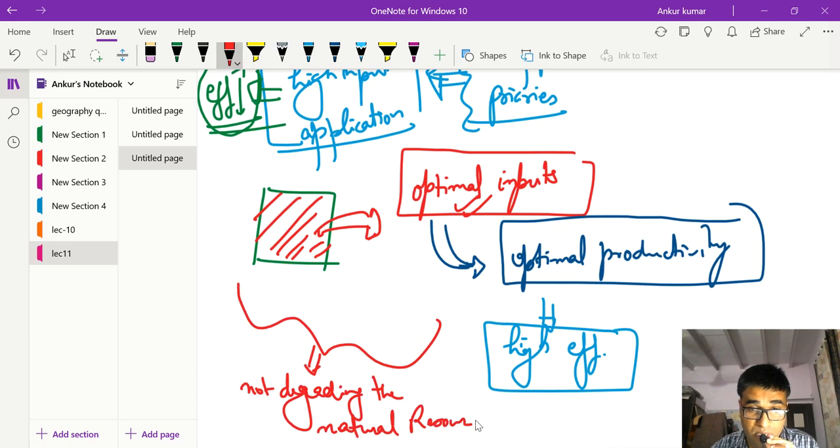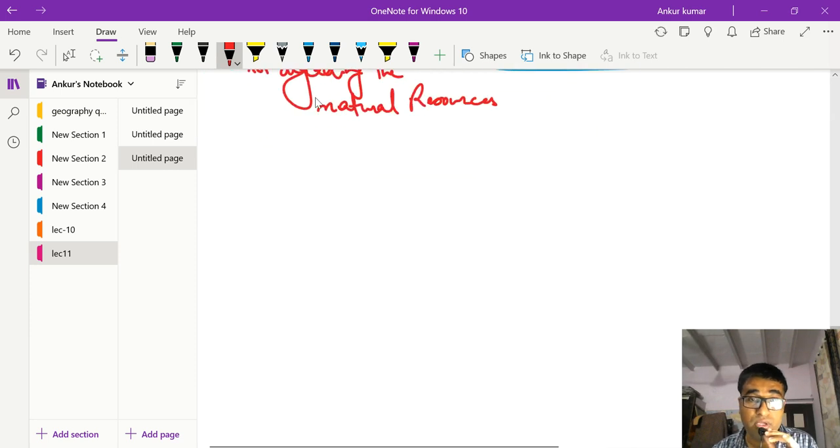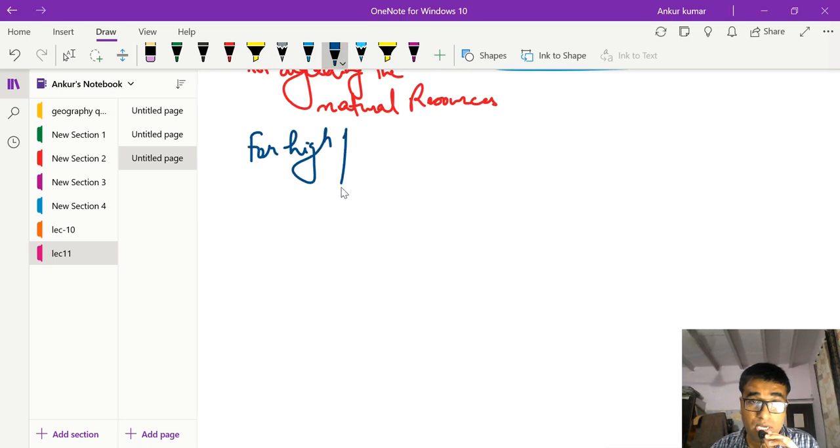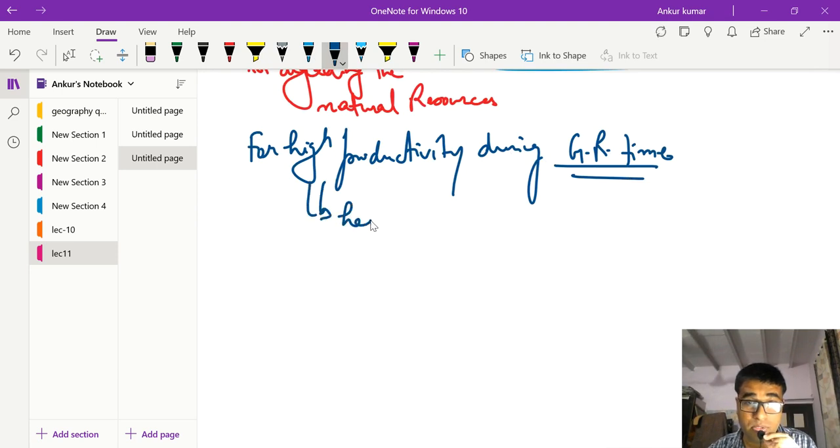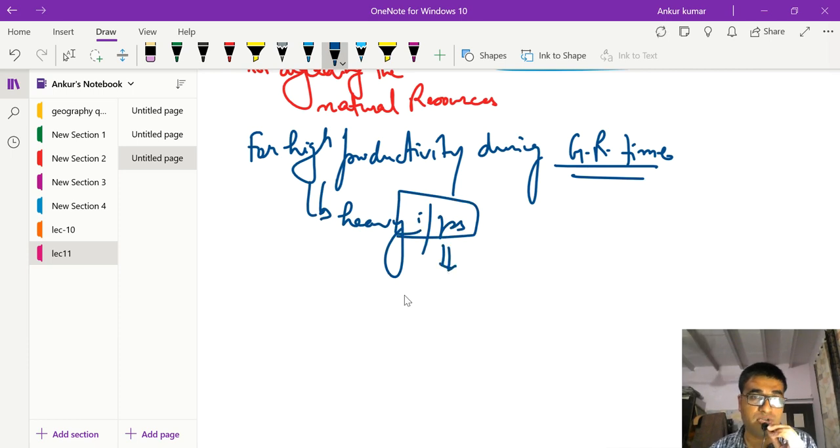For example, what happened in the Haryana Punjab region? Just for the sake of having high productivity during the green revolution time, we applied heavy inputs. So heavy inputs, and because of this the region today suffers from a number of problems. And what are these problems?